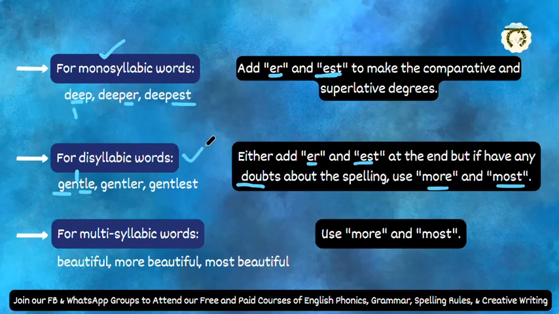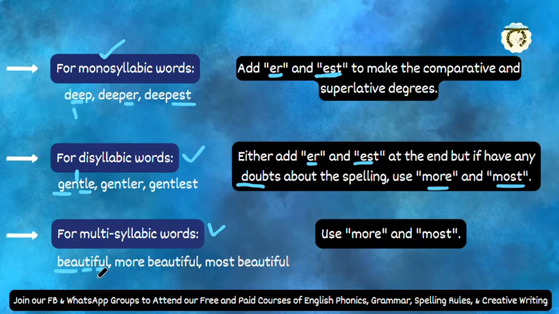For disyllabic words. Now let's talk about multisyllabic words. Multisyllabic words are the words in which we have multiple syllables or multiple vowel sounds. For example, beautiful. The word is beautiful, it has 3 syllables.